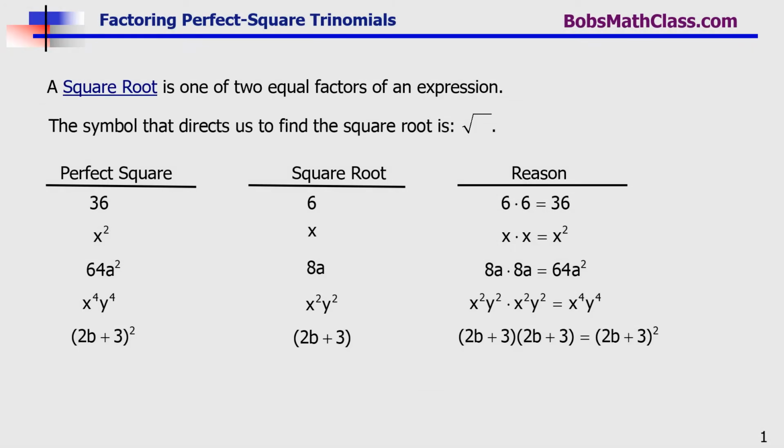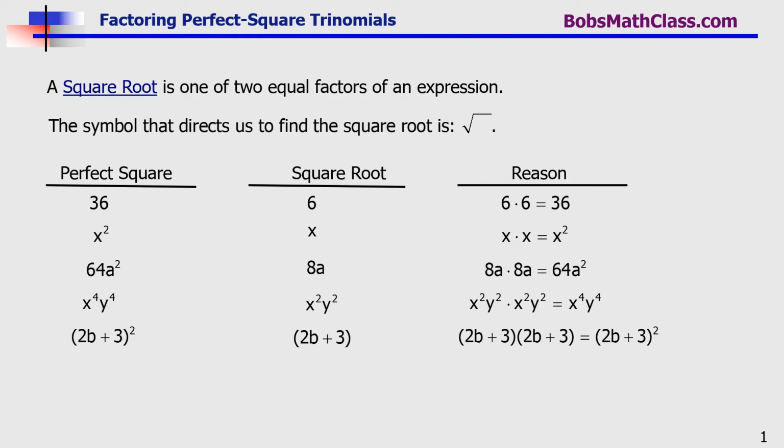Hi everyone, this video is on factoring perfect square trinomials. A square root is one of two equal factors of an expression. The symbol that directs us to find the square root looks like this. It's kind of like a division symbol, with a check mark at the end. Anyways, here's some perfect squares.